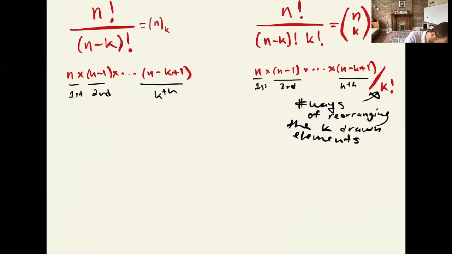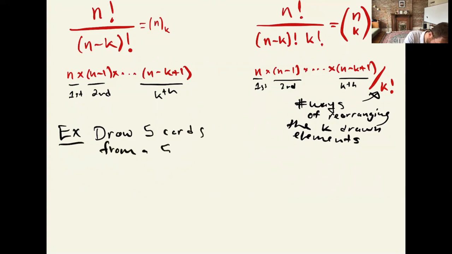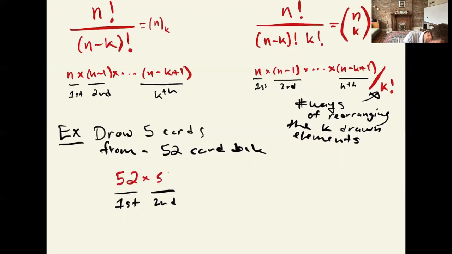So let's look at an example here. If I draw 5 cards from a 52 card deck, well, for the first possibility, I've got 52 possible cards I could get. And then for the second, I've got 51. And then for the third, I've got 50. And for the fourth, I have 49. And then for the fifth, I've got 48.